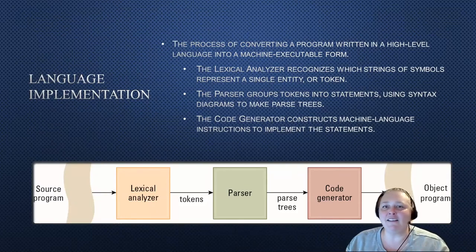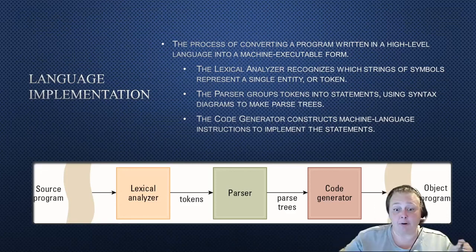The lexical analyzer is going to recognize the sets of characters and those keywords, and it's going to break it up into things called tokens. The tokens are then going to be grouped into statements by the parser. The parser is going to take those statements and create parse trees out of it. The parse trees then go to the code generator, and the code generator creates the object program.